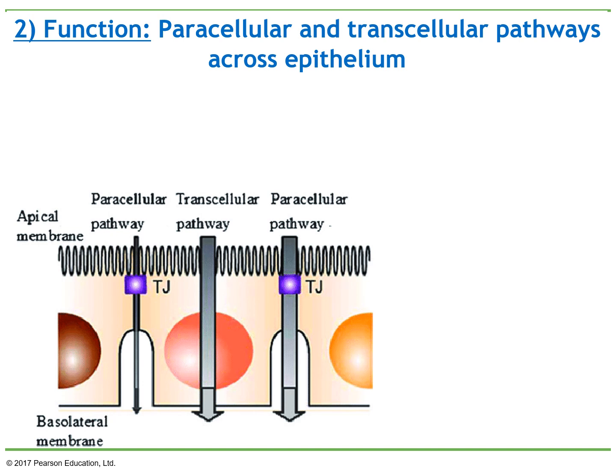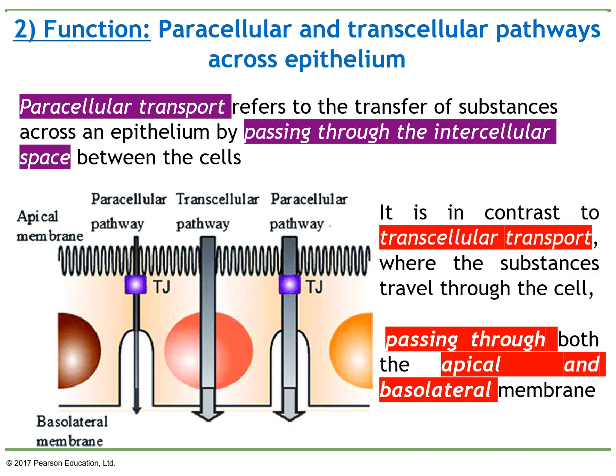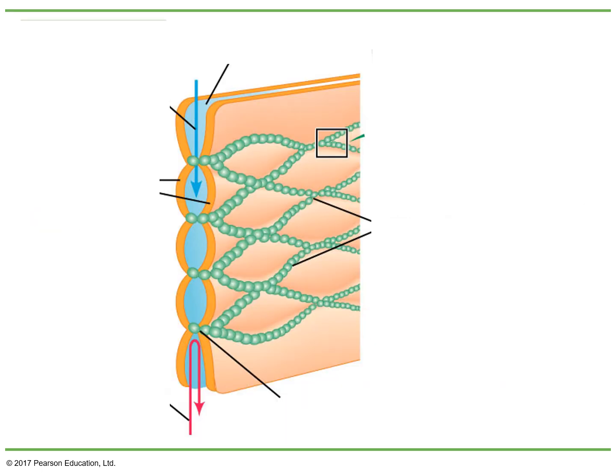So here you can see the diagram that I was telling you. Two types of transport: paracellular, in between cells, and transcellular, that passes through the cells. Okay, so here you find the definitions. The tight junctions, TJ, are very important for the transcellular junctions. This is a diagram taken from your textbook.